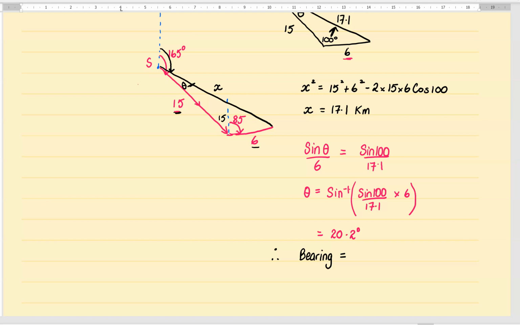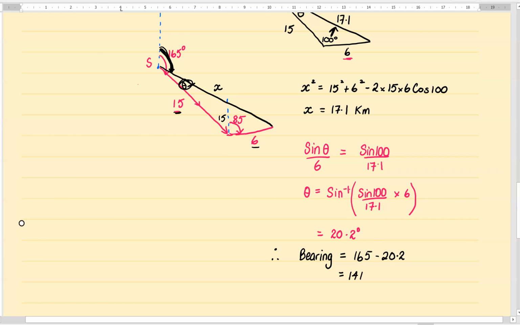So now go back to your diagram. That's what we're saying this angle here is, 20.2. And we want that bearing here. So hopefully you can see from your diagram it's going to be 165 minus the answer you just got of 20.2. Okay, and that's going to equal 144.8 degrees true. And we're done. So we've got our distance and we've got our bearing.